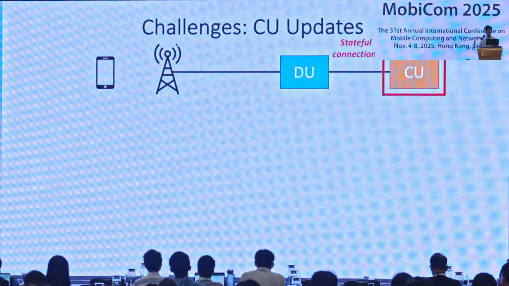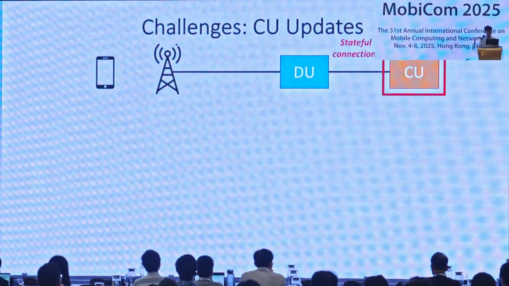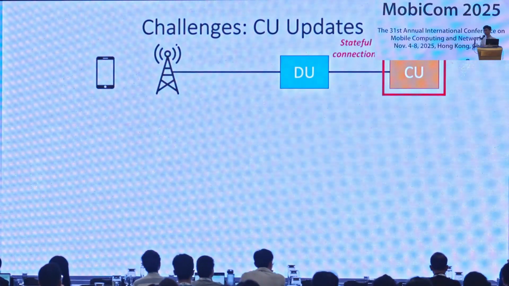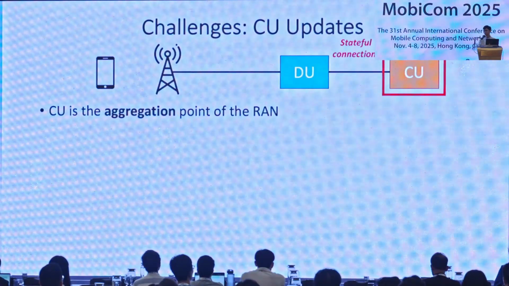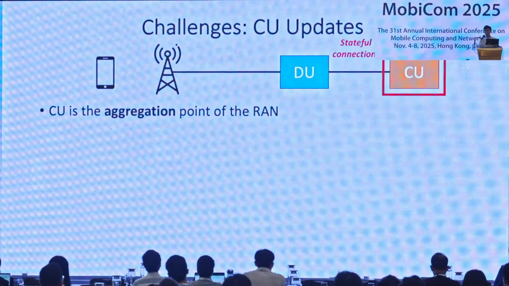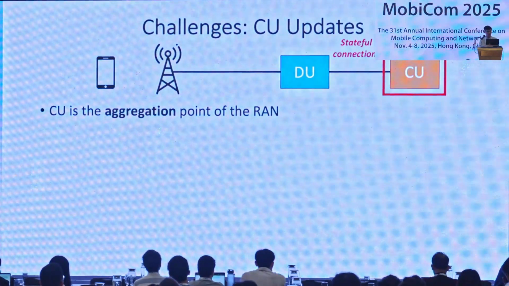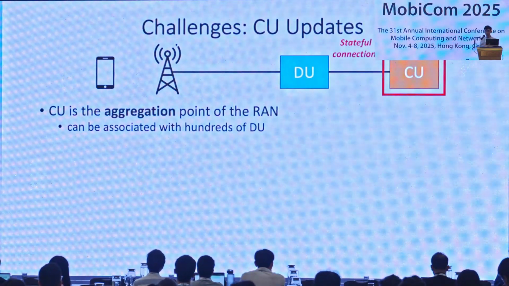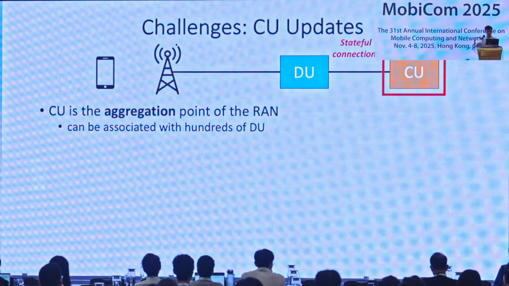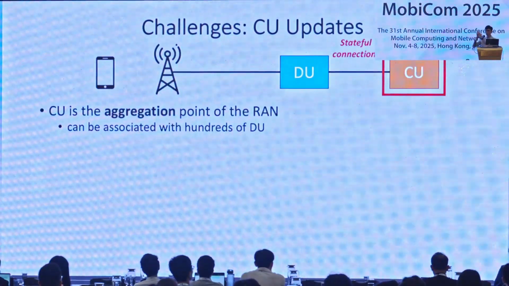Next, how about CU updates? The CU is not a real-time process, but it is the aggregation point of the RAN. If you remember the diagram that I showed earlier, a CU can be associated with multiple DUs, basically like a tree. There can be hundreds of DUs associated with a common CU.